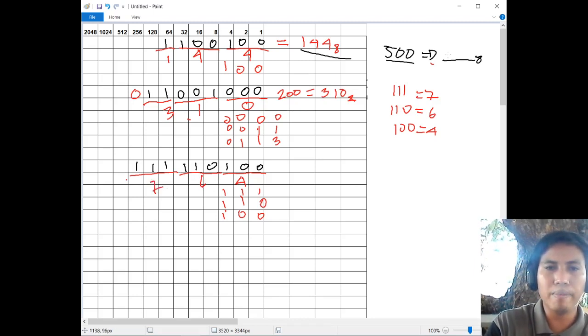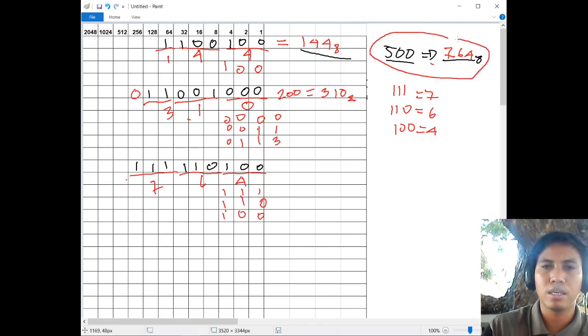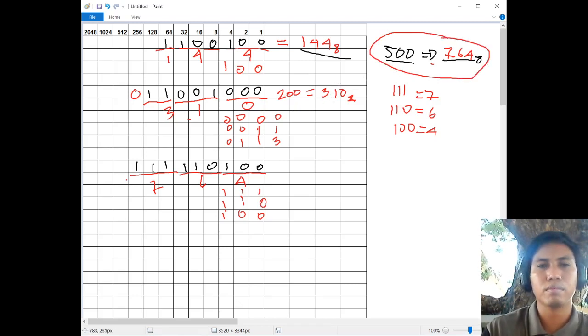So the value of 500 in octal is actually 764 base 8. And this is already the answer. Okay?